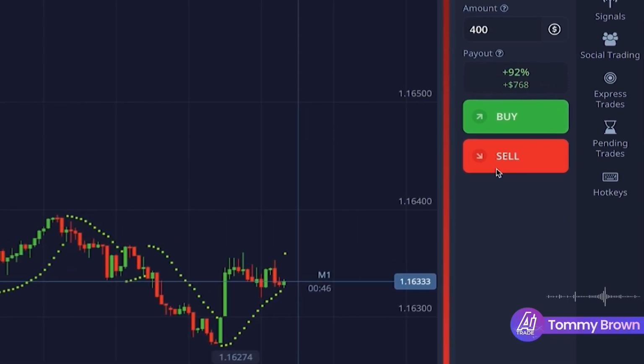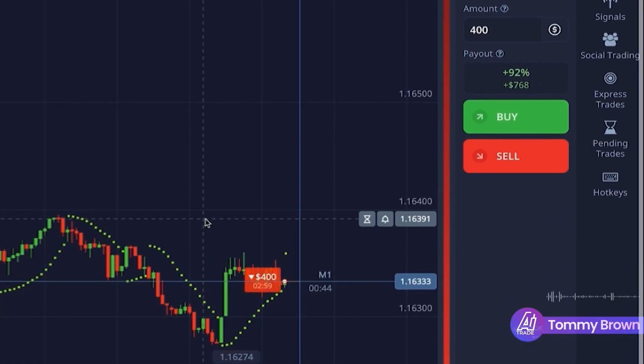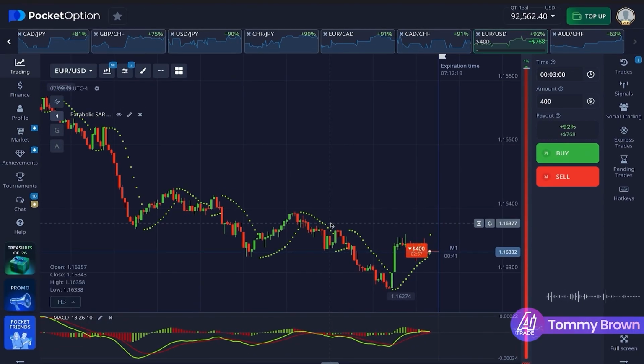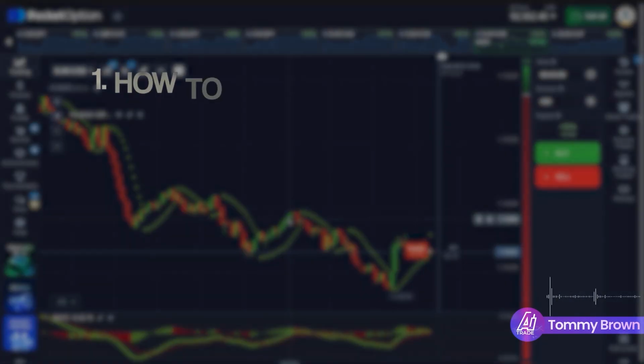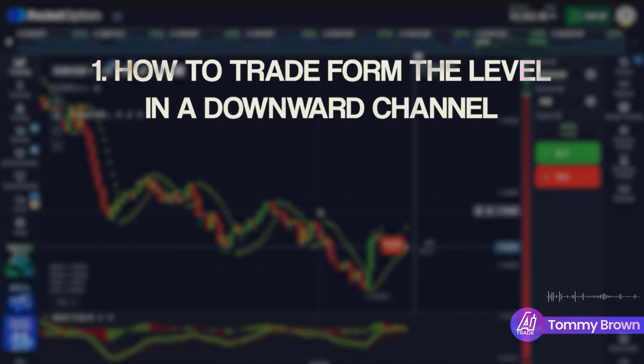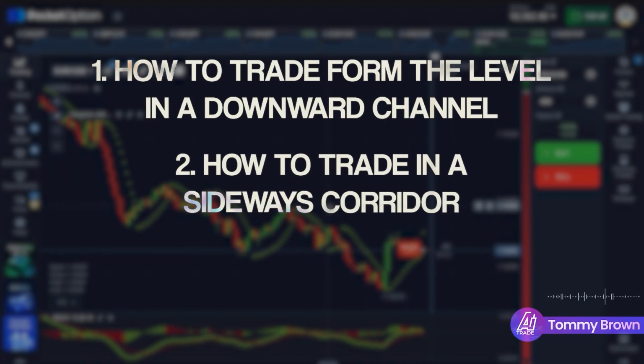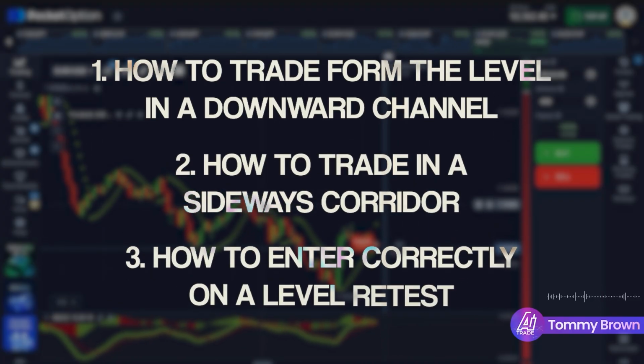So let's open a trade for decline here. I'll explain later why I did that. Today, we'll go over 3 basic situations. The first is how to trade from a level in a downward channel. The second is how to trade in a sideways corridor. And the third is how to enter correctly on a level retest.